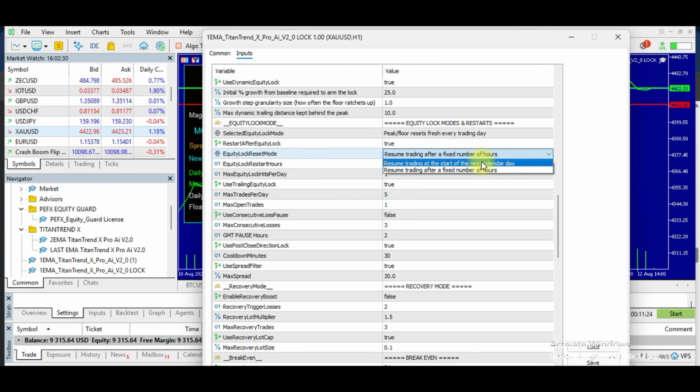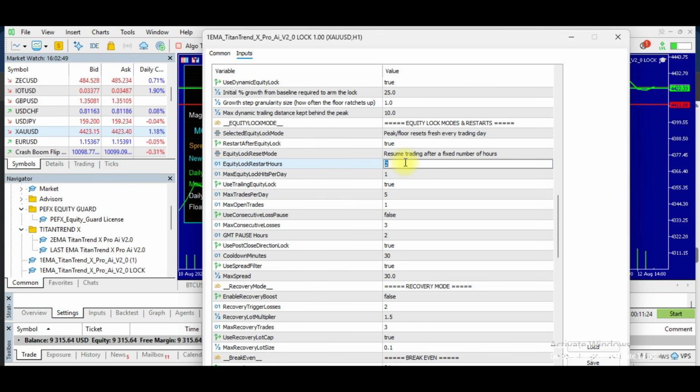Restart the next day. Then it will lock up that profit and wait for the next day. Then if you say restart by hour, here you put it on hour, that means after 2 hours it will start trading again.